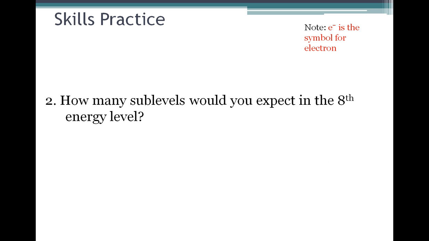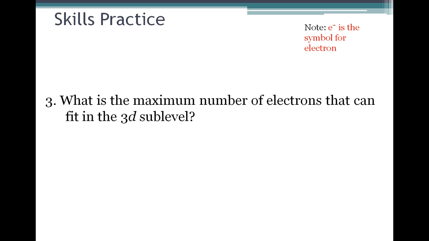For number 2, how many sublevels would you expect in the 8th energy level? Well, you'd expect 8, because the energy level equals the number of sublevels. Number 3, what is the maximum number of electrons that can fit in the 3D sublevel? That would be 10, because there are 5 orbitals in the D sublevel, and you multiply that by 2 because there are 2 electrons in each orbital, so 10 electrons.